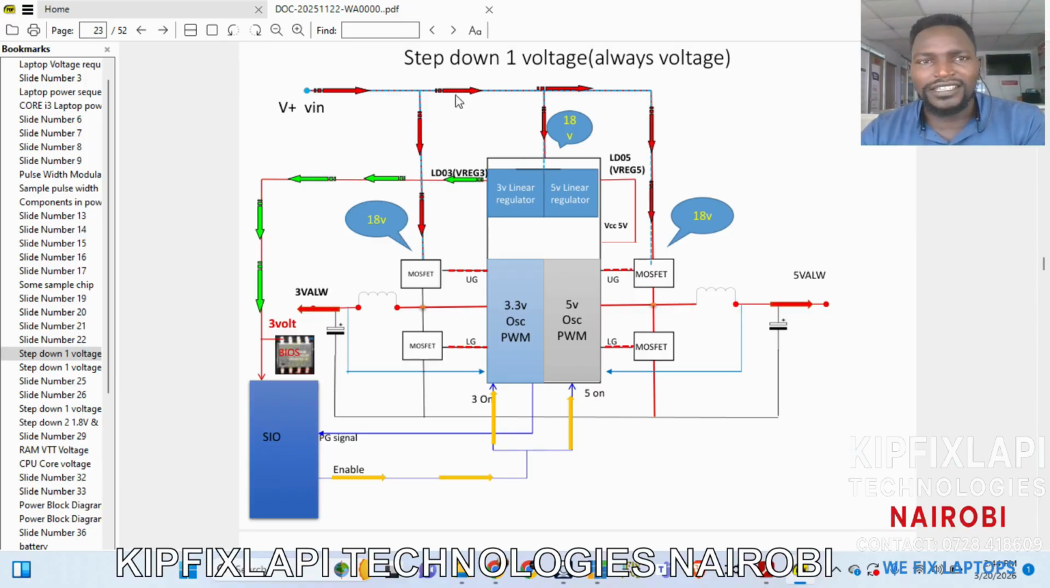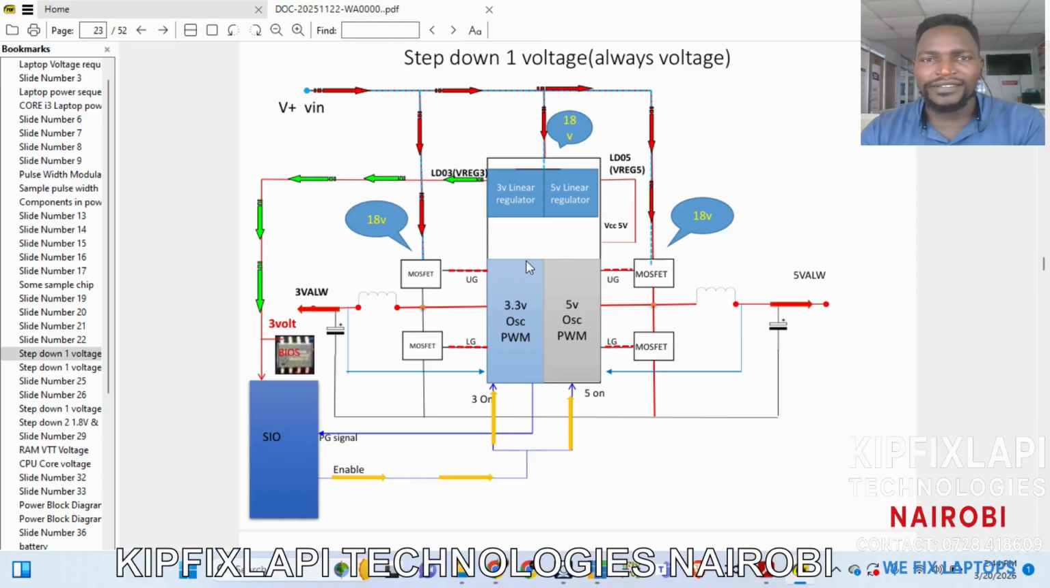So the main power comes in. Let's start from this particular section where the 3.3 is being generated. The 19 voltage comes towards this MOSFET, and once the voltage arrives at this MOSFET, the signal is sent through this gate. This is the gate of this MOSFET. The signal is sent toward this IC, to this particular section.